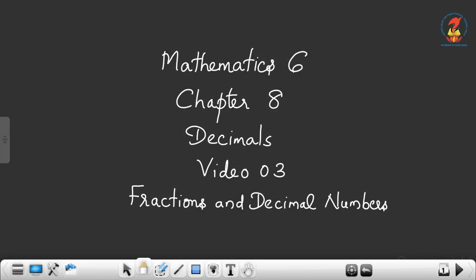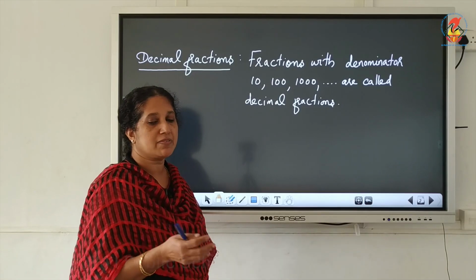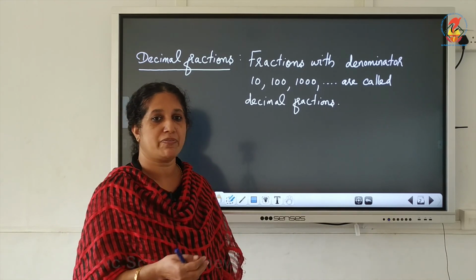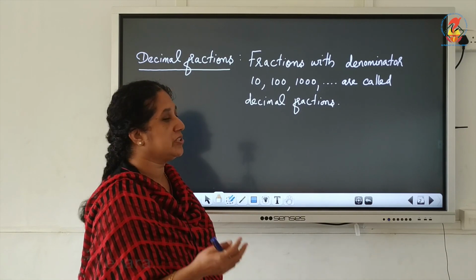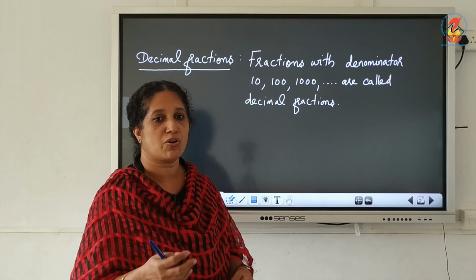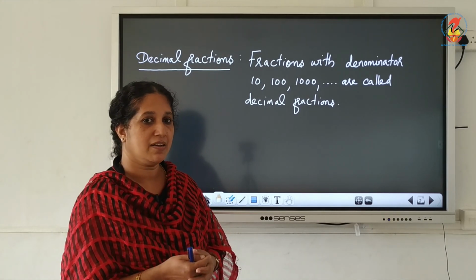Our next topic is fractions and decimal numbers. Now, what is meant by a decimal fraction? Fractions with a denominator 10, 100, 1000 etc. are called decimal fractions. So, decimal numbers, we can say, are a particular type of fractions, decimal fractions.